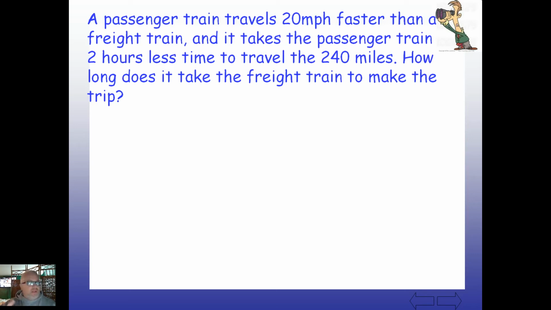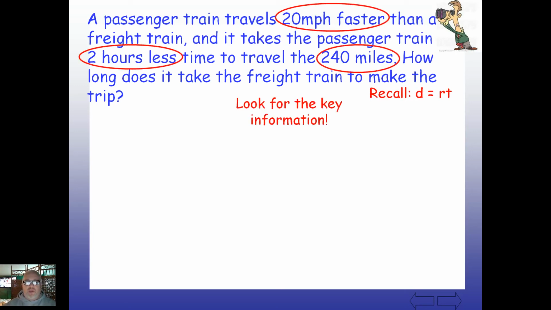So you've got two trains now. Just have them in your mind. You've got a passenger train, and it's going to travel 20 miles an hour faster. So for every hour, it's traveling an extra 20 miles. And it takes it a total of 2 hours less time to travel a particular distance. Okay, so if you've got two trains traveling side by side, the freight train is slower. So recall, distance equals rate times time. So let's look for key information.